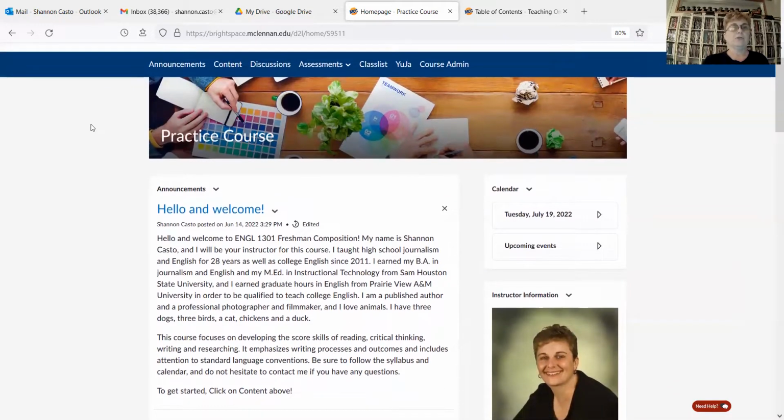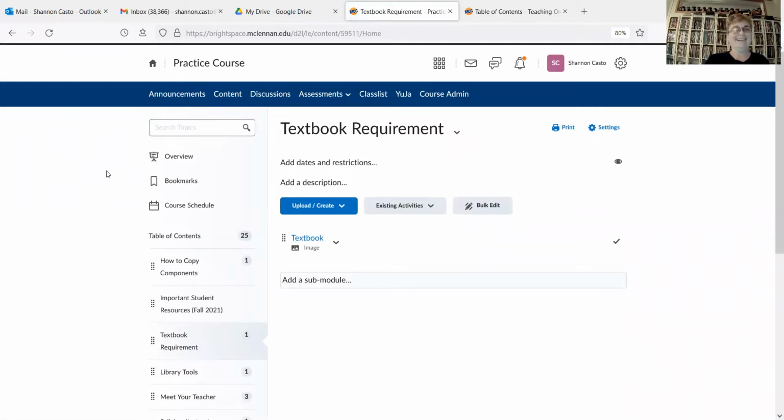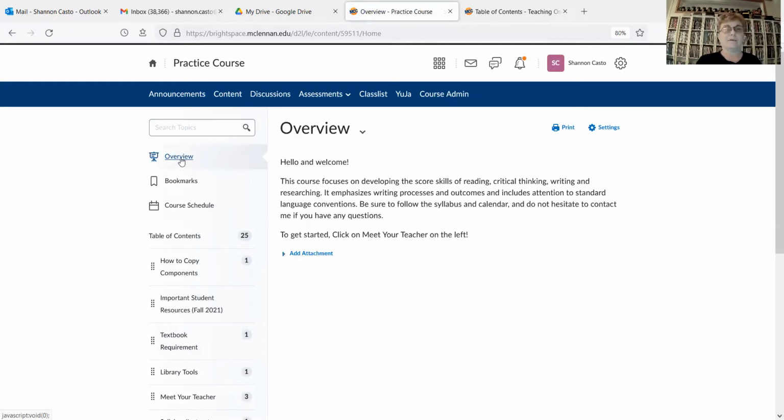If I go up to content, which is where I told them to click, it will bring up my table of contents. Okay, here we go. I'll start with the overview at the top, and it's a natural place for them to start too. It welcomes them, and it says this course focuses on developing the skills of reading, critical thinking, writing and researching, emphasizes the writing process, and so on. Then down here it says to get started, click on meet the teacher on the left.